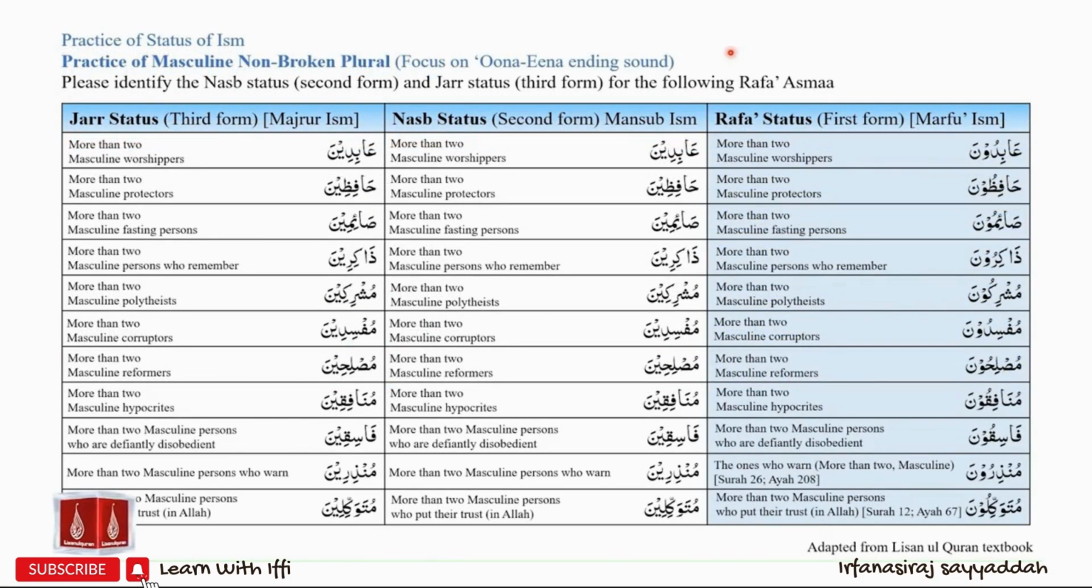On this slide, we will practice the status of masculine non-broken plural, and we will focus on the una and ina ending sounds. Please recall that una ending sound represents Rafa status, ina ending sound represents Nasab or Jarr status. So for the following asma that are in the Rafa status, we will try to find the Nasab and the Jarr status. For Abiduna, we have Abidina.